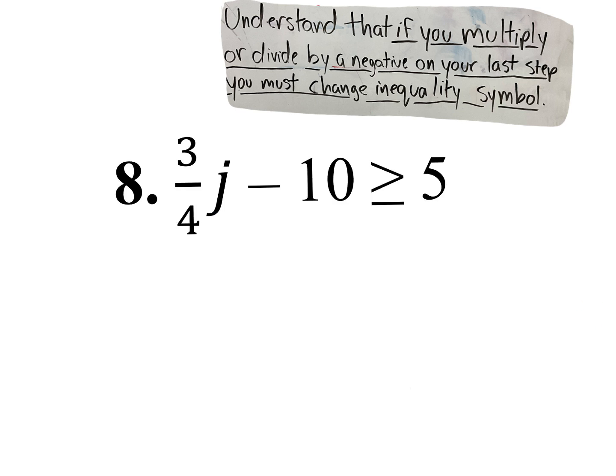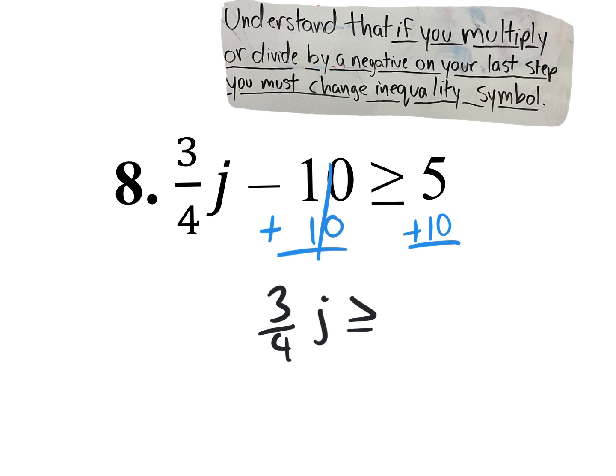Moving on. We want to solve for this variable j. I'm going to get rid of the minus 10 first by doing the opposite of minus 10, which is a plus 10. What you do to one side of the inequality, you must do to the other side of the inequality. Let's rewrite what we have left. We have a negative 3/4 j left, so bring that down, negative 3/4 j. Bring down the greater than or equal to, and 5 plus 10 is 15.